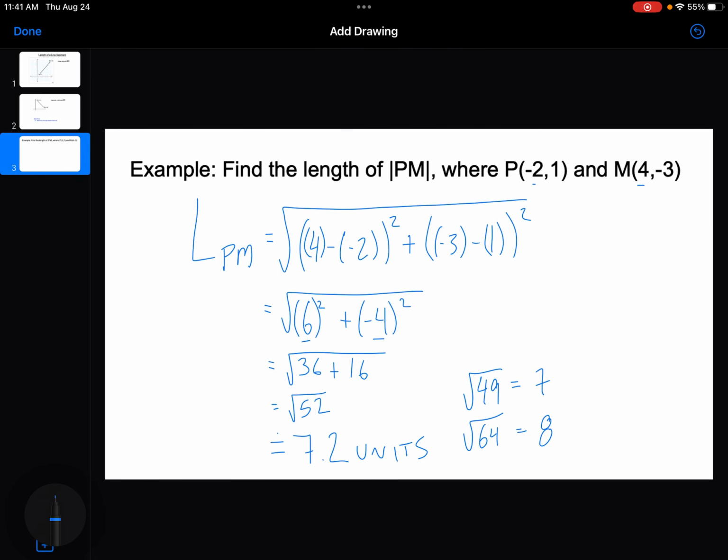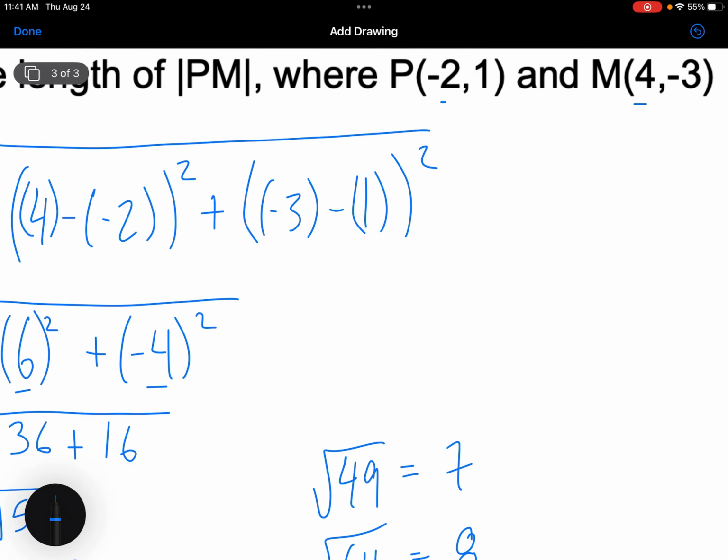I can also tell that the length here is 6 and the length here is 4. So being bigger than both of those values is important because I'm finding the hypotenuse when I'm finding a length. We're always making this into a triangle. If we consider just the points, if we were to roughly sketch them, P would be -2 and 1, which would be here, and M would be 4 and -3, which would be roughly down here.